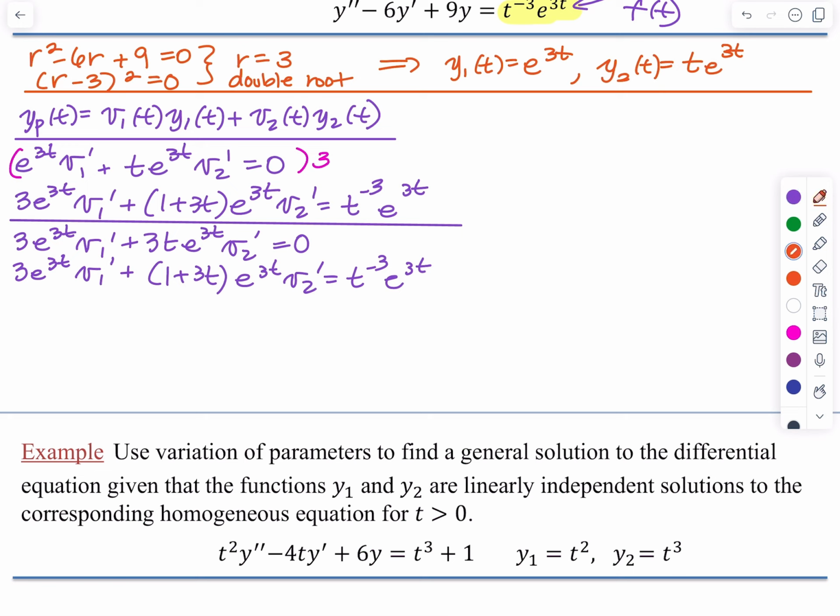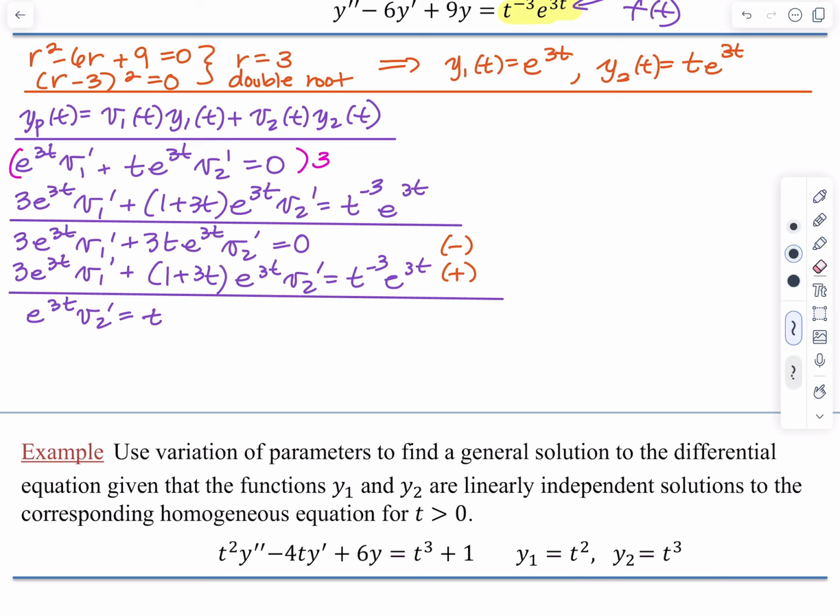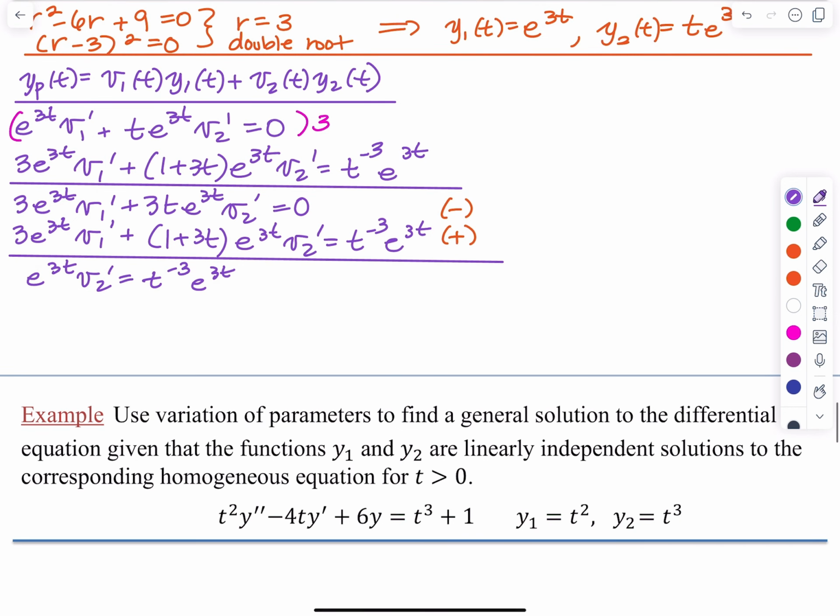So we will take the opposite of this, and you will see when we do that, this 3t and this 3t will cancel each other out when we do subtract. So we end up with e to the 3t v2 prime is equal to that f of t. So we have t to the negative 3 e to the 3t. Okay, so v2 prime is going to be equal to t to the negative 3.